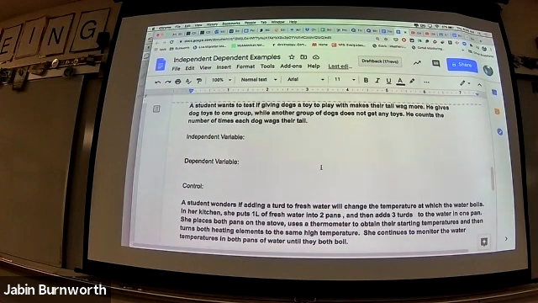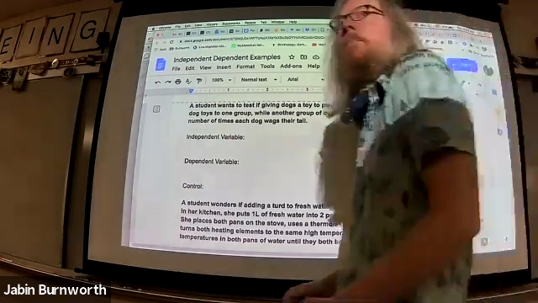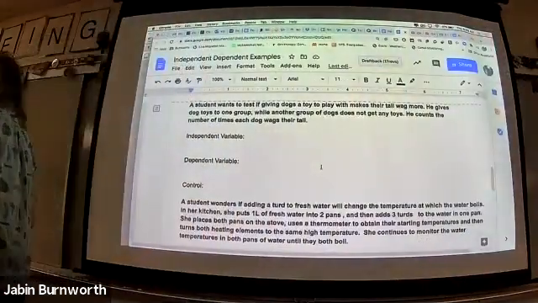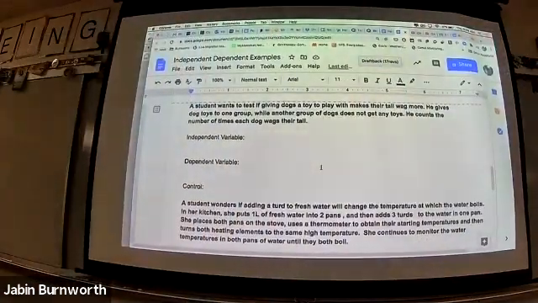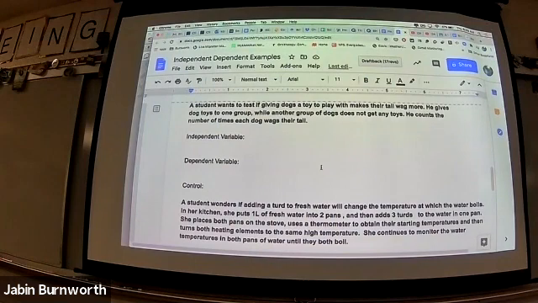I want to see if the toy makes the change, right? I'm going to see if the dog does something different. Both times I'm looking at the wags, but I'm changing the toy part. So if I'm changing the toy part, is that the independent or dependent variable? Independent, right? That's what I'm changing. What am I measuring?